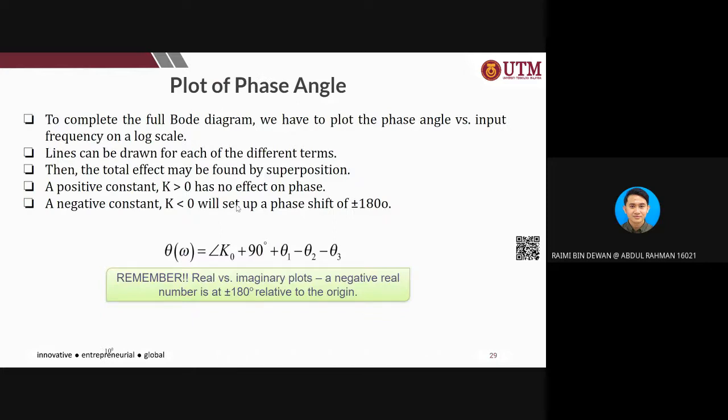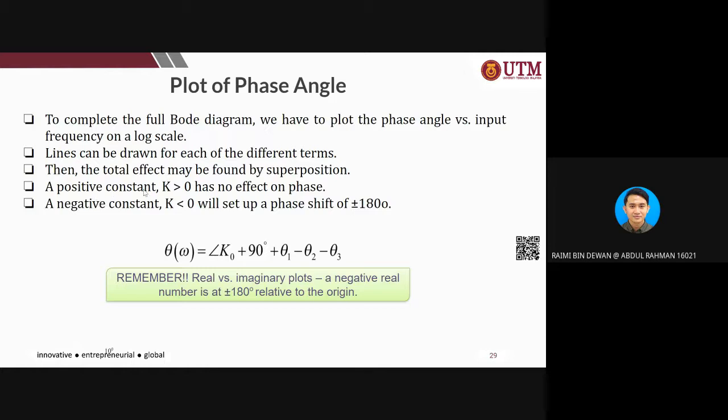Next, plot of phase angle. To complete the full Bode diagram, we have to plot the phase angle versus input frequency. Just now we have the magnitude. Now we want the phase angle as well in order to complete our Bode diagram. Bode plot or Bode diagram is the same. Lines can be drawn for each of the different terms. Then the total effect may be found by superposition, adding all of them.